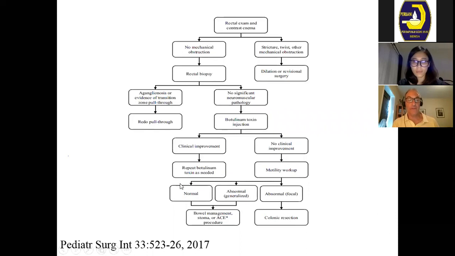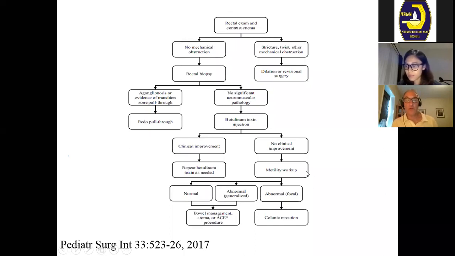And if it's normal, so they have normal motility, then really they need bowel management because this is probably a stool holding problem. If the motility workup shows abnormal motility, but it involves the entire colon, there's really no surgical cure for that problem, and those kids also need bowel management. And the bowel management, we won't go into details today, can involve laxatives, stimulant laxatives, stool softeners, enemas, and in some cases we've used a cecostomy or a MACE procedure in those kids, or in severe cases, sometimes the child needs a stoma.